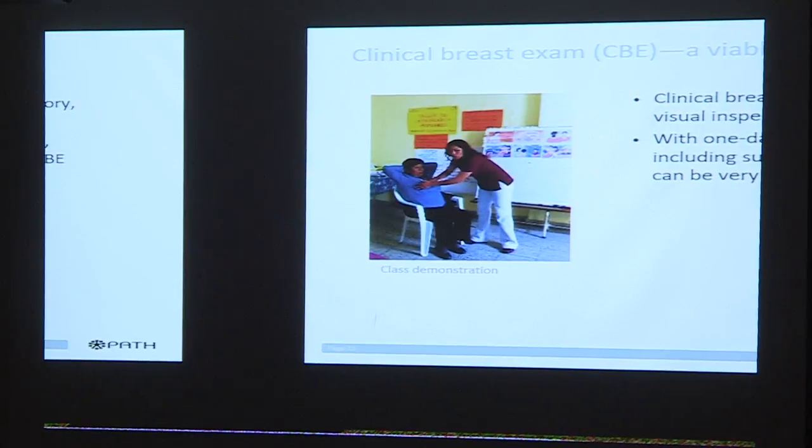And what we've done is train all the midwives to do a proper clinical breast exam, which includes taking a patient history, visually inspecting the breast to see if there are any irregularities in the skin or the shape, and then also to palpate or feel through the breast for any lumps. And it takes 1 day to train a midwife to do that properly and give her practice and supervision.